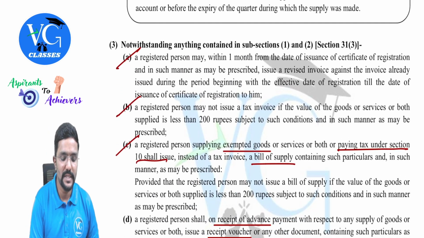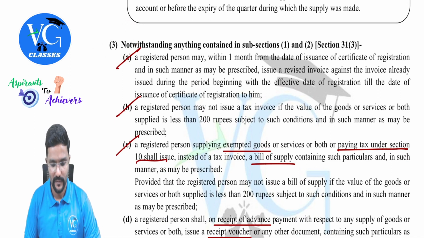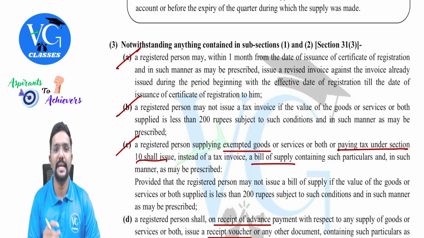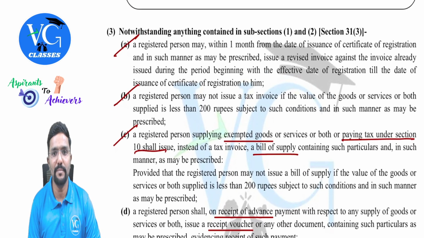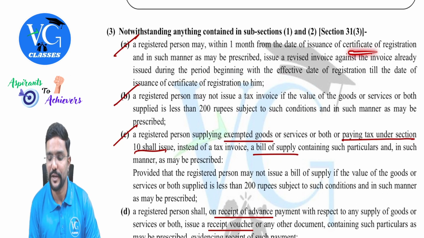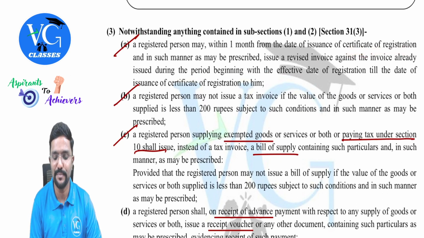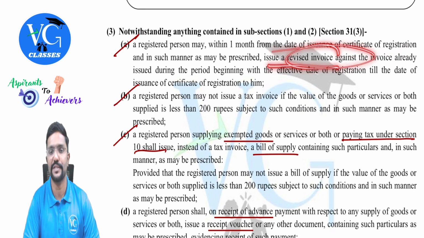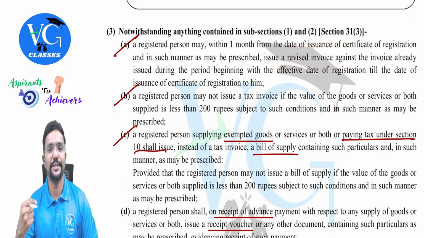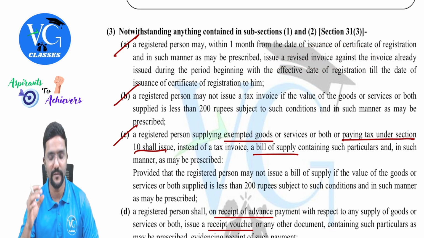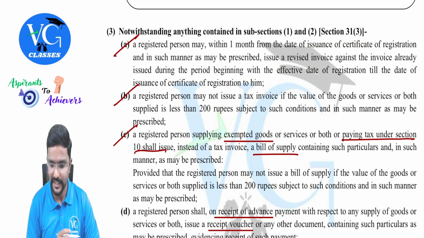So you can see under section 31 subsection 3, first point is with respect to that. A registered person may within 1 month from the date of issuance of certificate of registration and in such manner as may be prescribed issue revised tax invoice against the invoice which is already issued during the period beginning with effective date of registration till the date of issuance of certificate of registration.